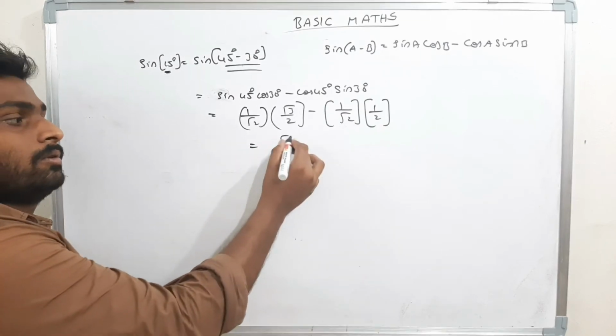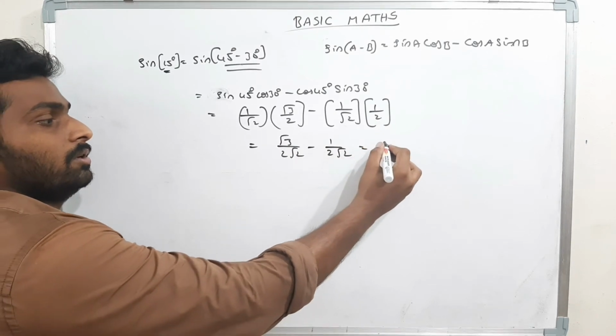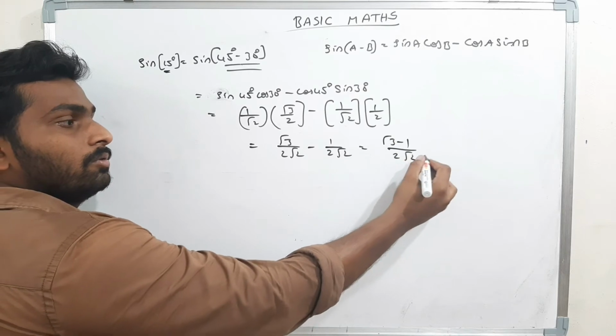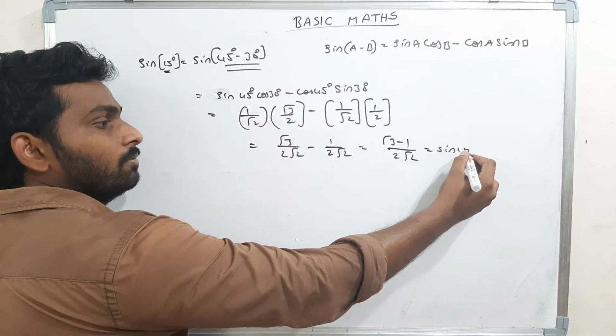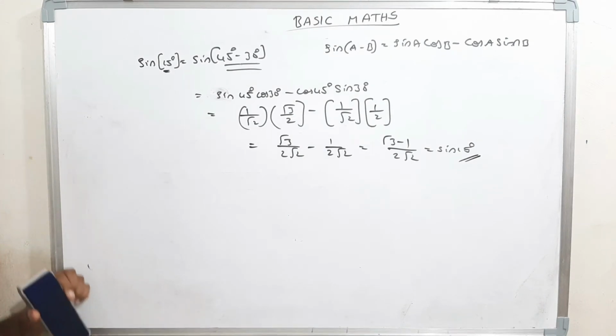What is the value? Root 3 by 2 root 2 minus 1 by 2 root 2. That is nothing but how much? Root 3 minus 1 by 2 root 2. This is nothing but sin 15 value. Okay, we will see one more example.